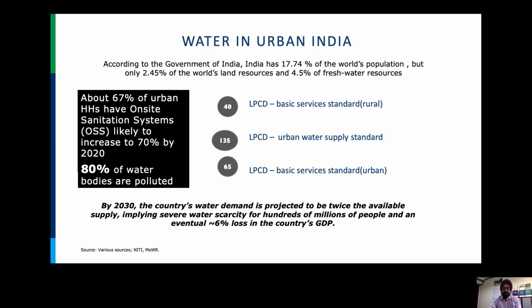So where does it come from? The box on the left says 67% of our urban households don't have sewerage systems. They have on-site sanitation systems: septic tanks, holding tanks or pit latrines. And that is what generates about 80% of the pollution in our water bodies.